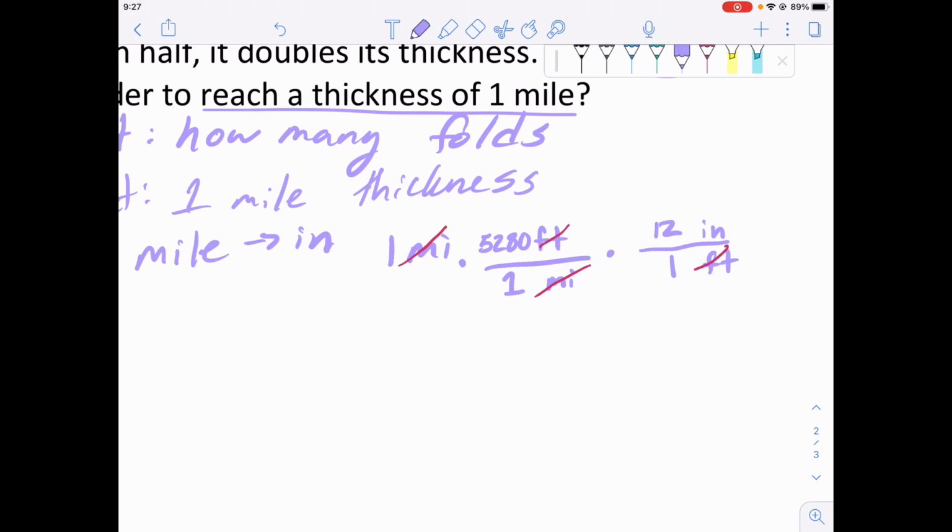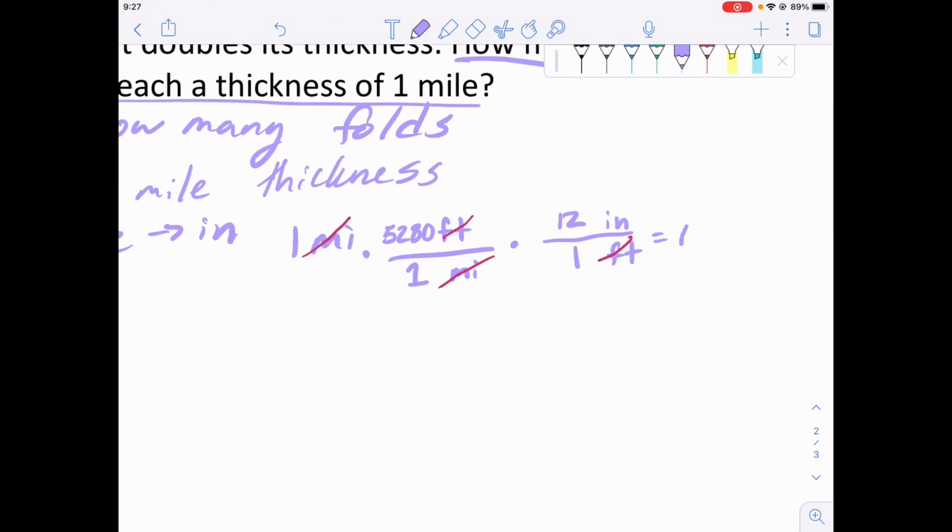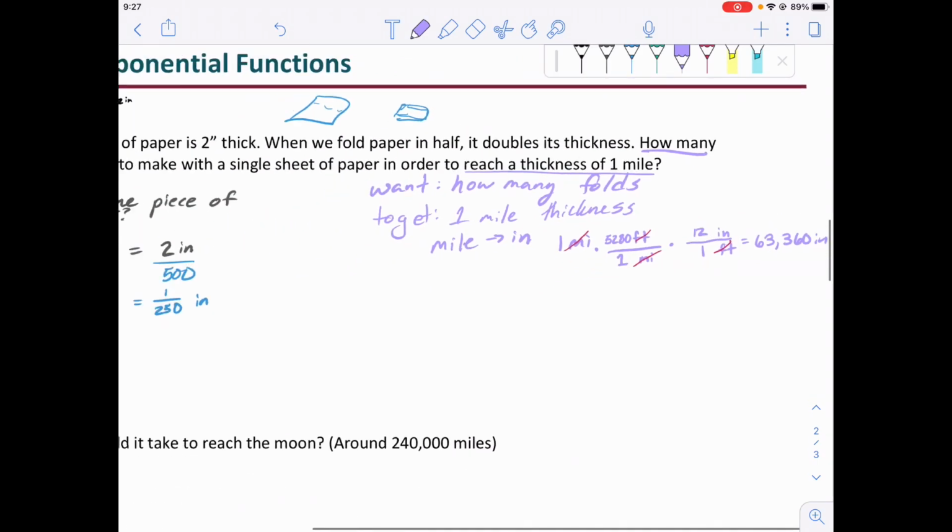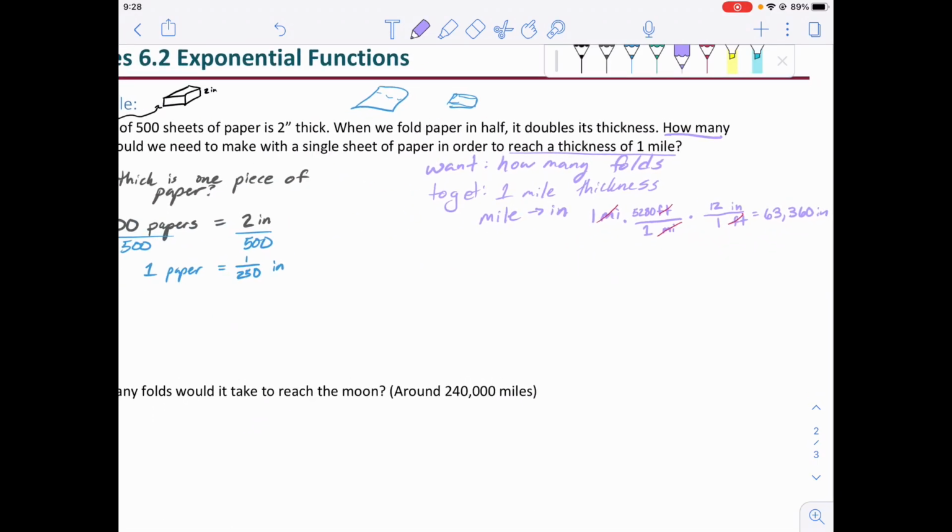And so we're going to multiply 1 times 5,280 times 12. And we get that this is 63,360 inches in a mile. All right, so we need to know that. All right, so now we need a formula.